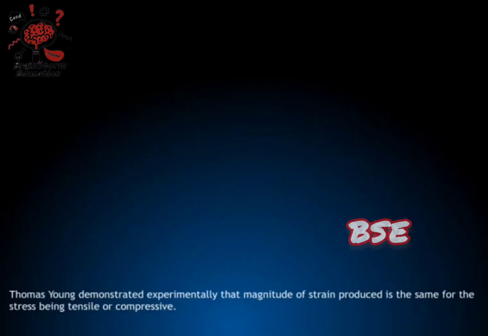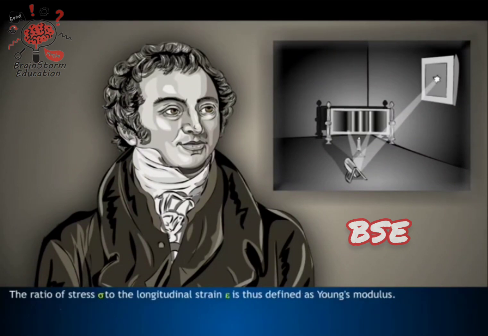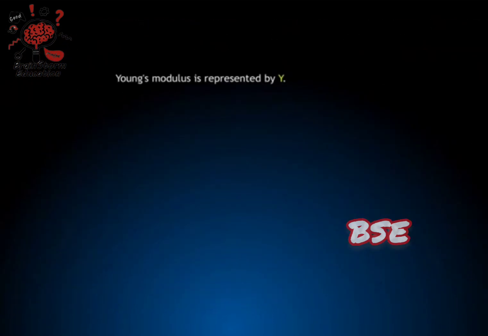Thomas Young demonstrated experimentally that the magnitude of strain produced is the same for the stress being tensile or compressive. The ratio of stress sigma to the longitudinal strain epsilon is thus defined as Young's modulus. Young's modulus is represented by Y. Y equals sigma by epsilon.